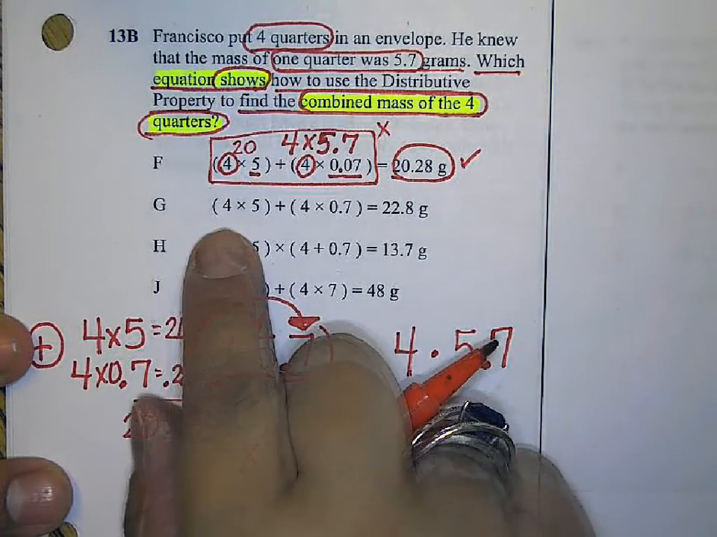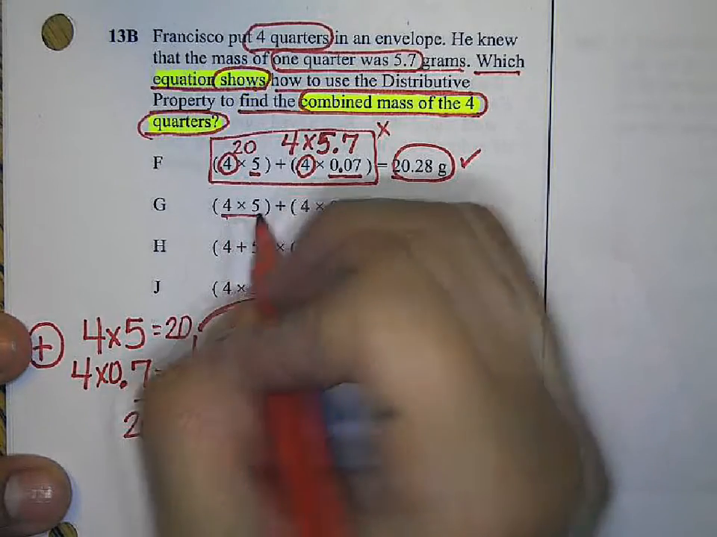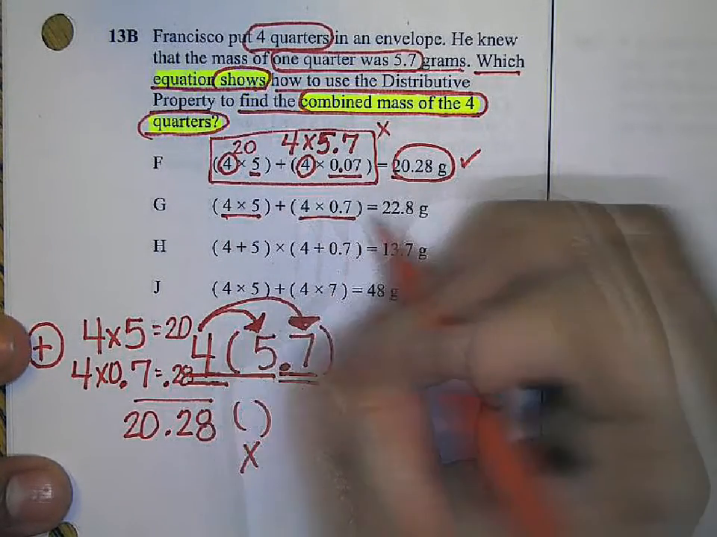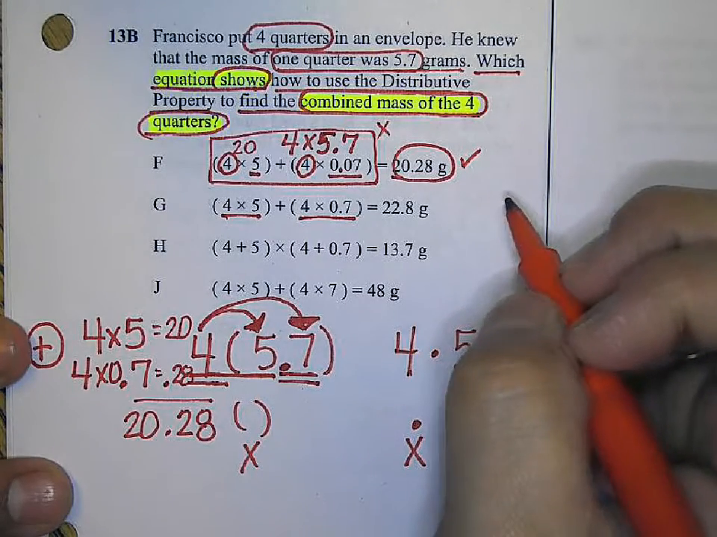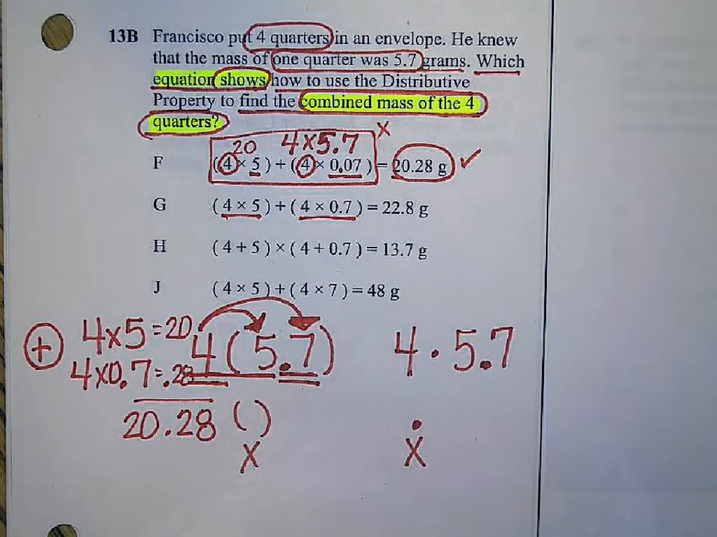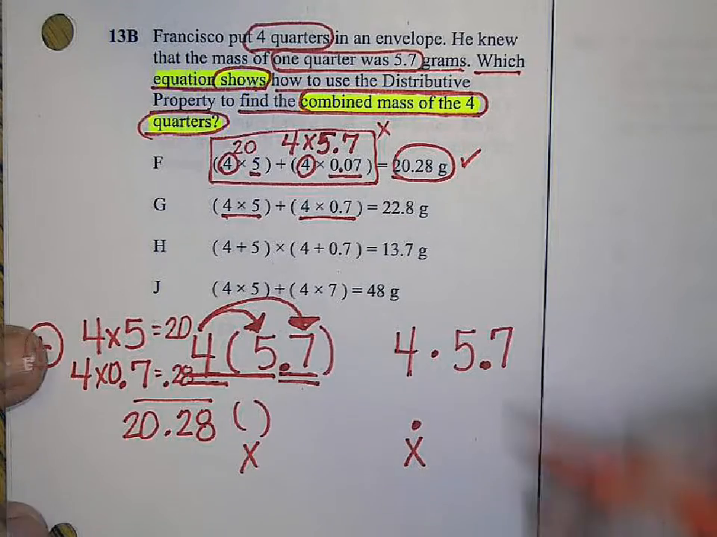Look at letter G. 4 times 5. Yes, right? 4 times 0.7. Yes, right? Equals 22.8. Yes. How did you get that answer? Because 4 times 5 is 20 and 4 times 0.7 equals 2.8. Let's see.